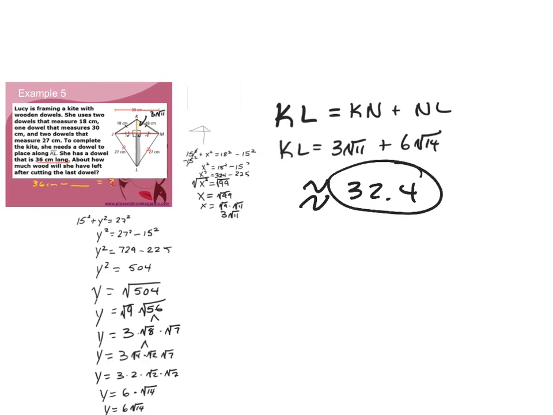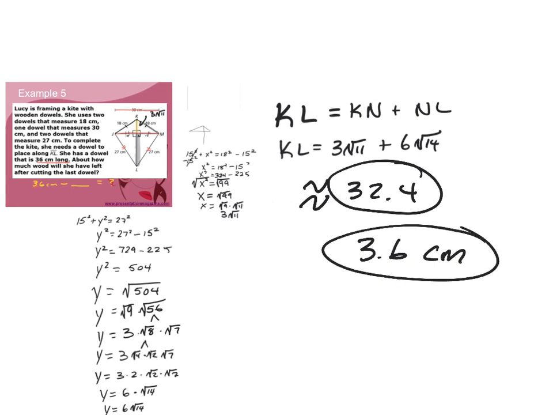So, is that my final answer? No, because they wanted to know how much she has left after all that. So it's 36 minus 32.4, leaving me with 3.6 centimeters. Approximately, yeah, because we used rounded numbers.